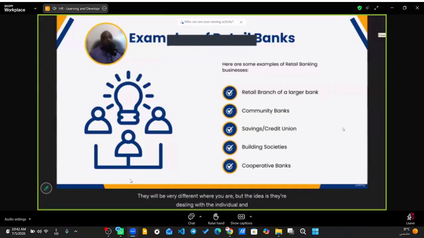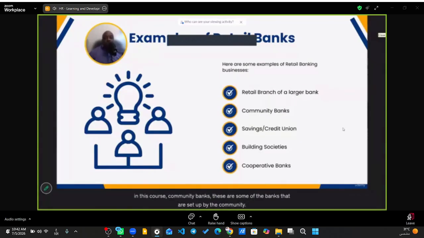They will be very different where you are, but the idea is they're dealing with the individual and they have branches close to the town center or in a populated area or where there's a lot of business or commerce where individuals can go in and transact, given some of the things that we'll be discussing in this course.